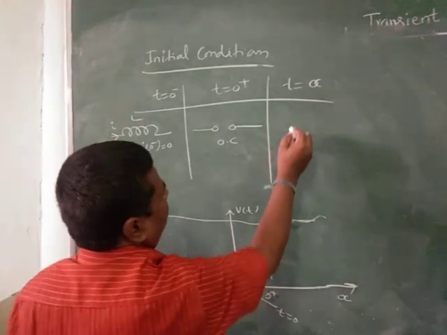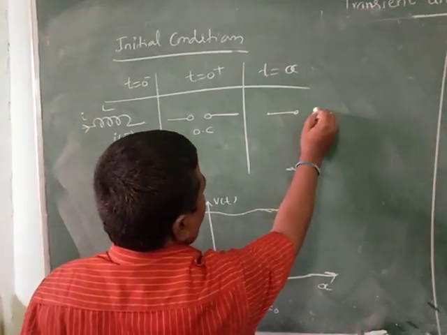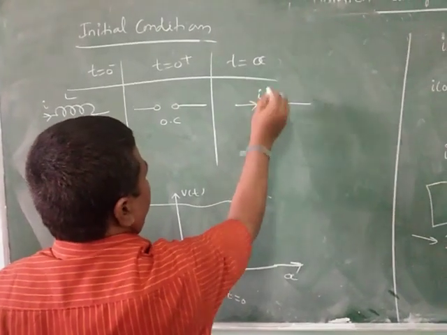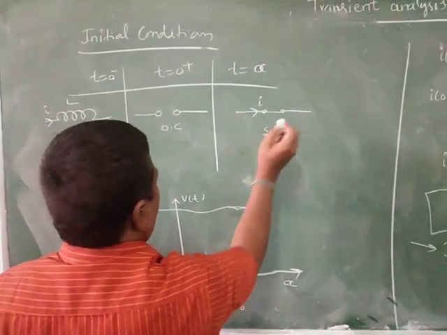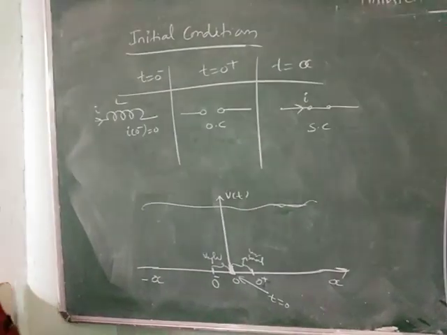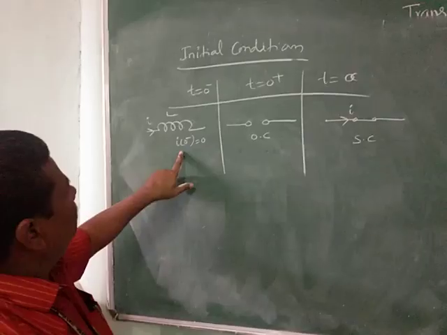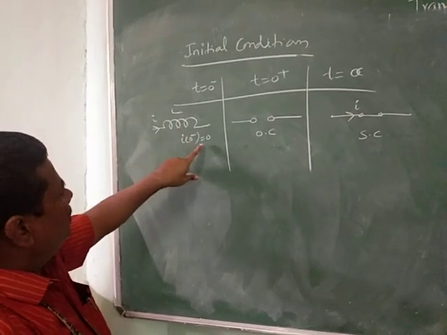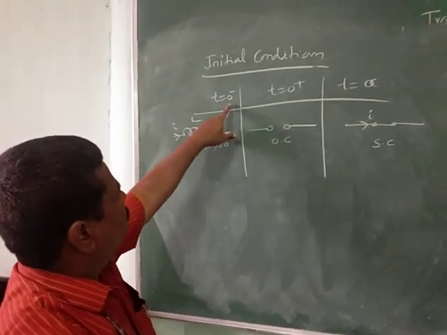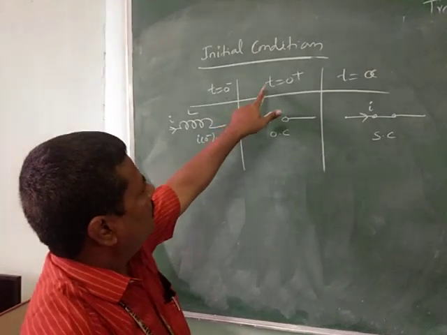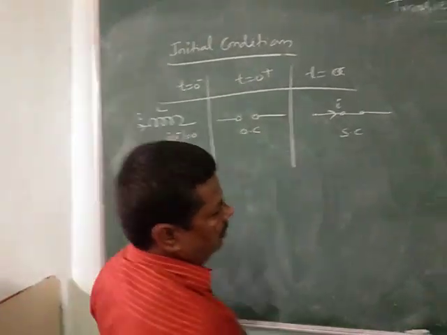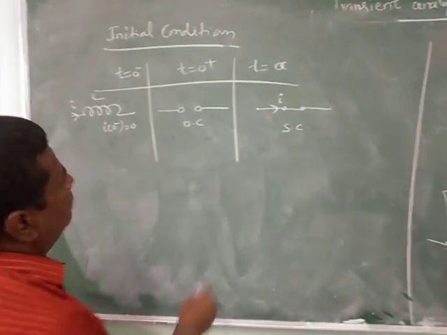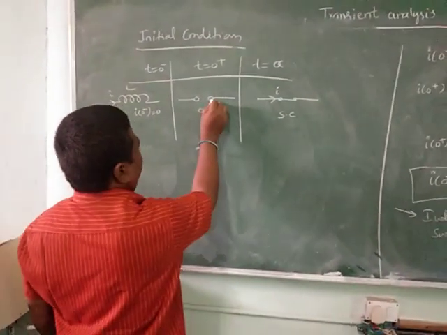At t is equal to infinity, it behaves like a short circuit. It allows the maximum amount of current. The behavior is short circuit behavior. Initially, inductor current is equal to 0, so 0 minus current is 0. At t is equal to 0 plus, what is here? I of 0 plus is equal to I of 0 minus, so the current is 0, and it is an open circuit.